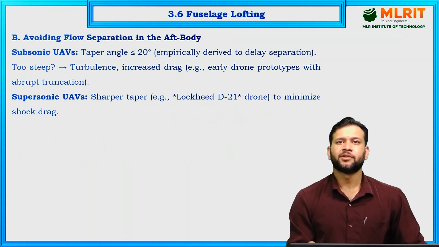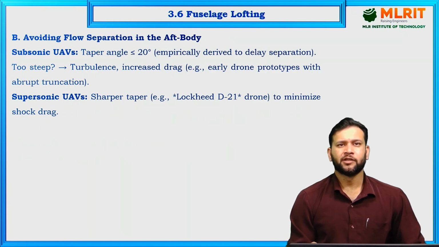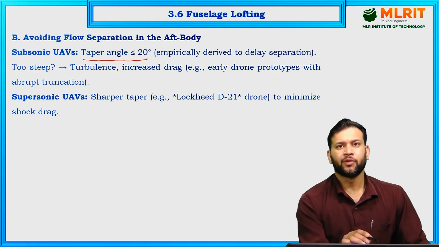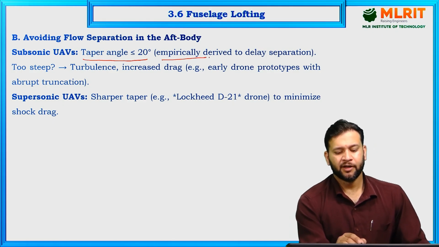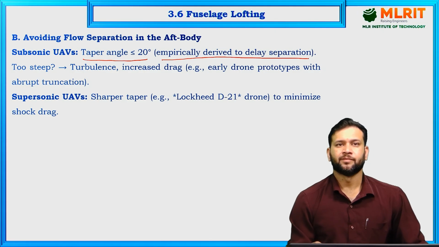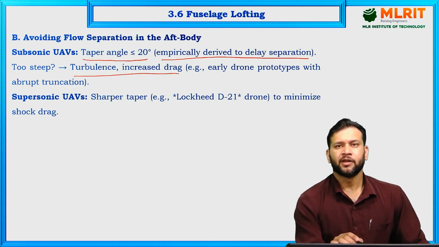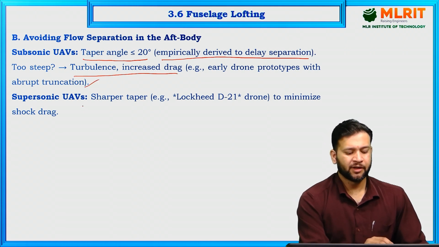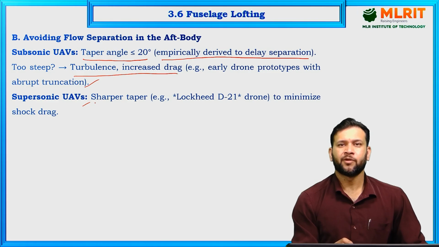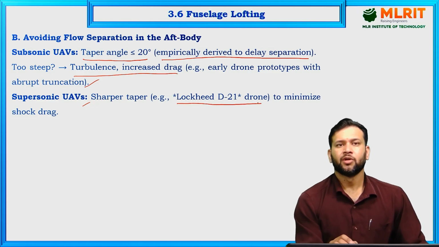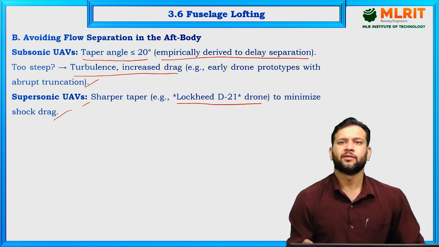Avoiding flow separation in the aft body. In subsonic unmanned air vehicles, taper angle less than or equal to 20 degrees, empirically derived to delay separation. Too steep, and turbulence increases drag. Example, early drone prototypes with abrupt truncation. Supersonic unmanned air vehicles will have sharper taper. Example, Lockheed D-21 drone to minimize shock drag.